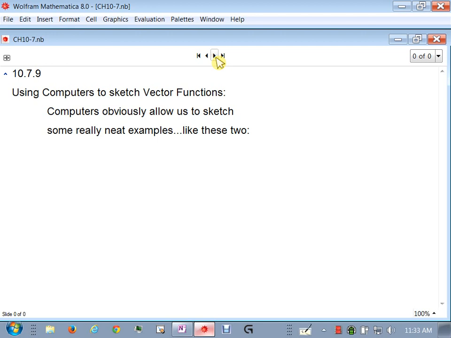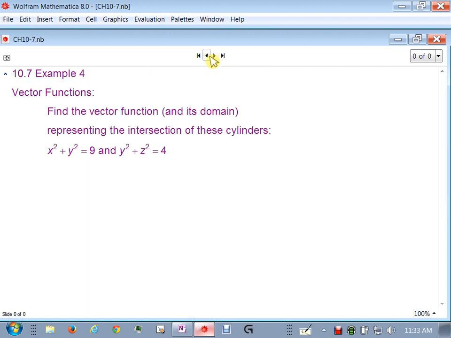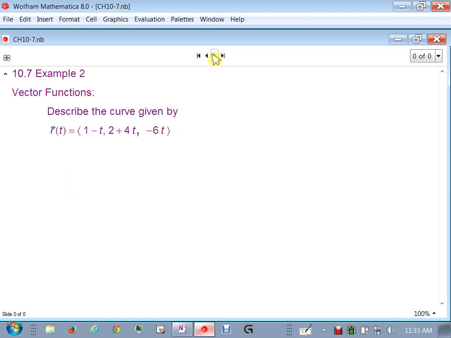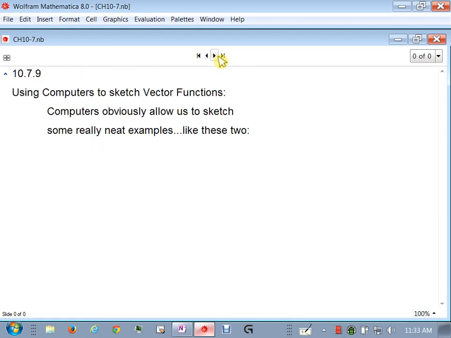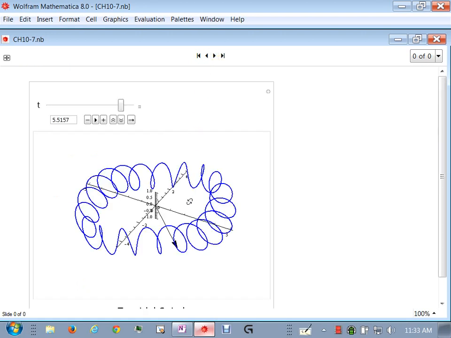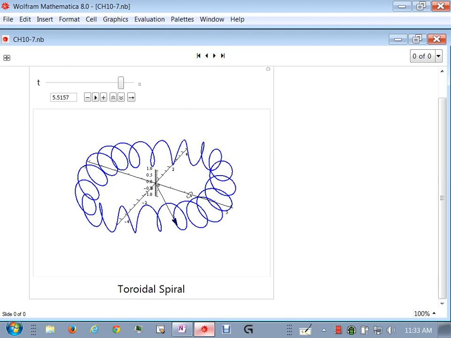10.79. It's probably obvious to you that if somebody gives you a vector equation like this one, that when you graph it 3-dimensionally, if it's easy like this one, because this one's a line, it's pretty easy to graph, right? But in general, they're not so easy to graph 3-dimensionally. So a lot of times we use a computer to graph them, and these are just some examples of some cool vector curves in 3-dimensional space.